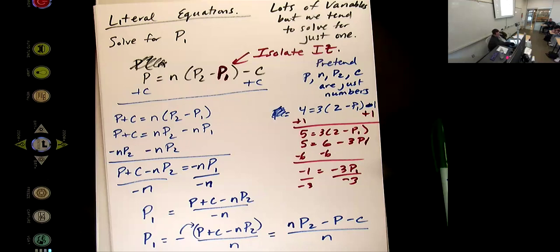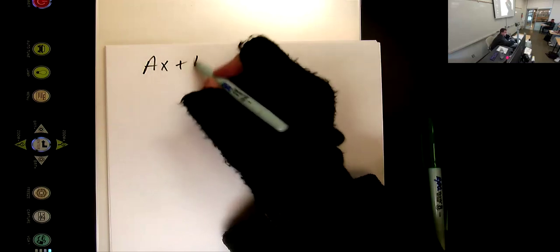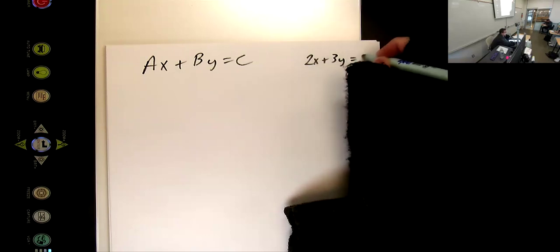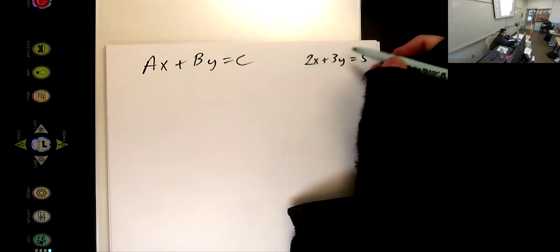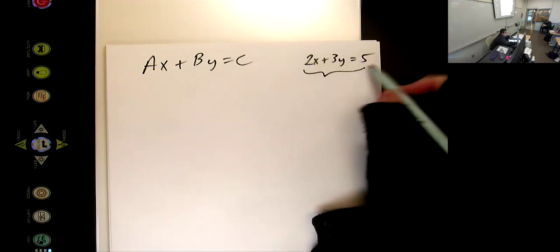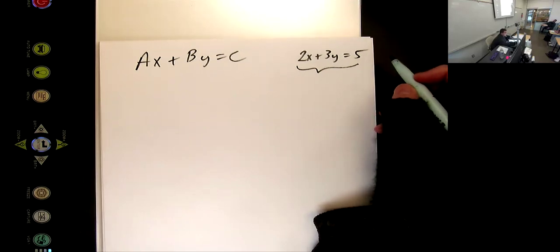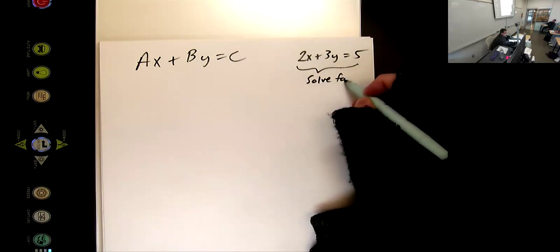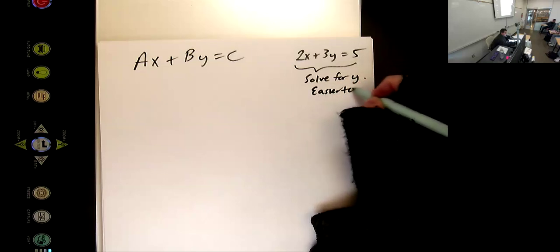So where is another spot these little equations come up? AX plus BY equals C, or like 2x plus 3y equals 5. Oftentimes, what would we solve for here? Anyone remember what we solve for in something like this? Solve for y, because it's easier to graph, as we'll see when we get to that next week.